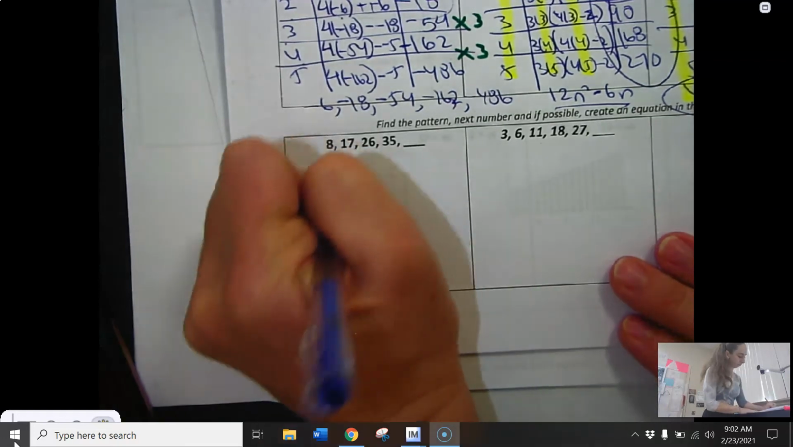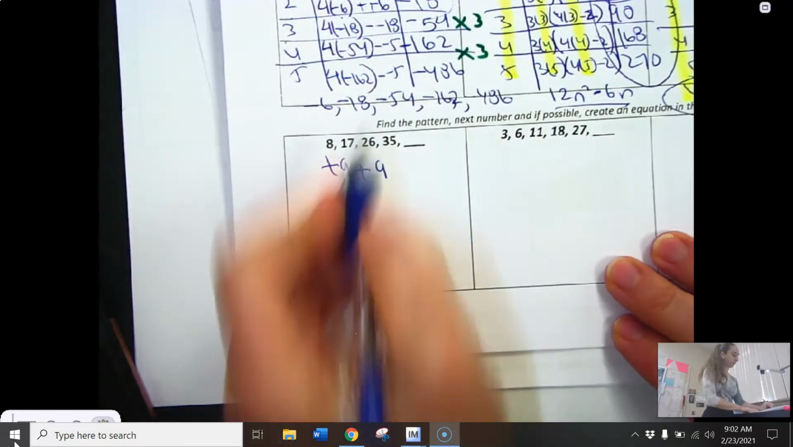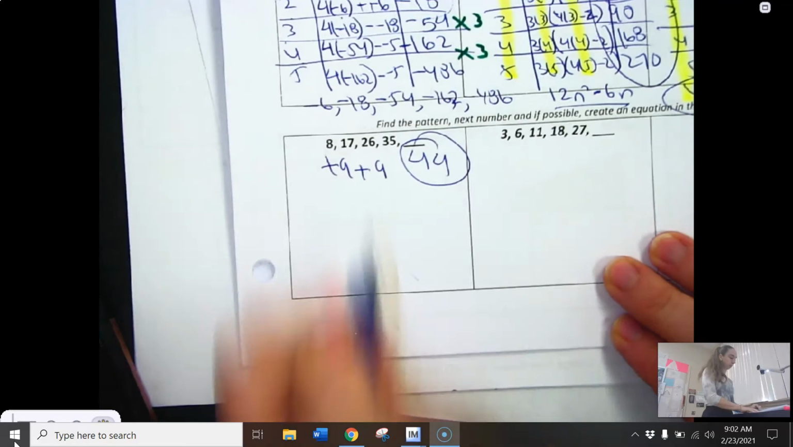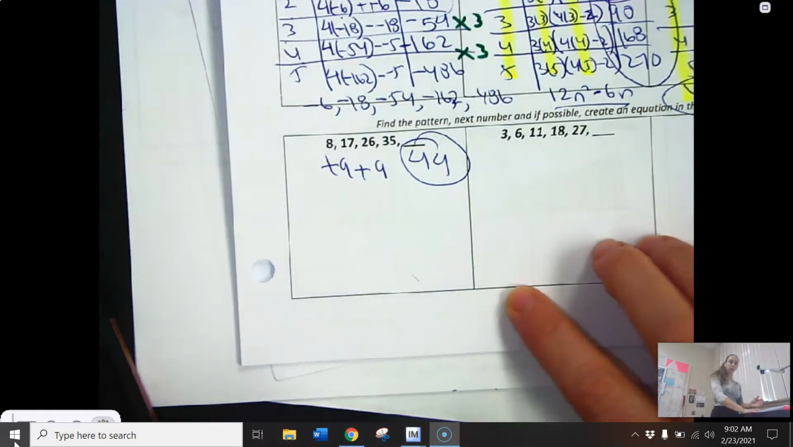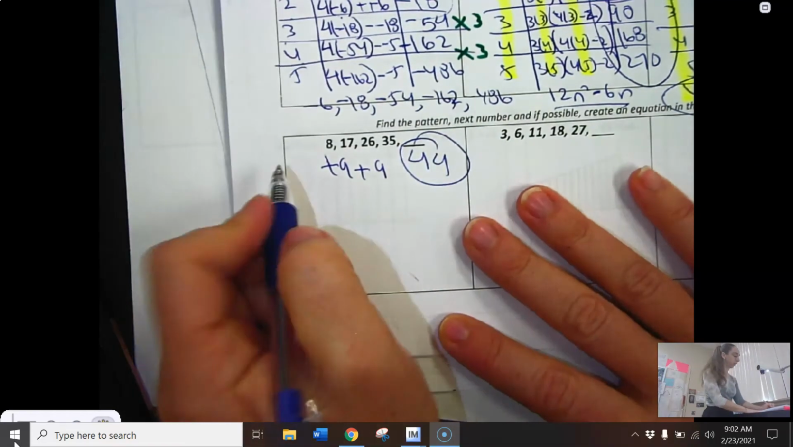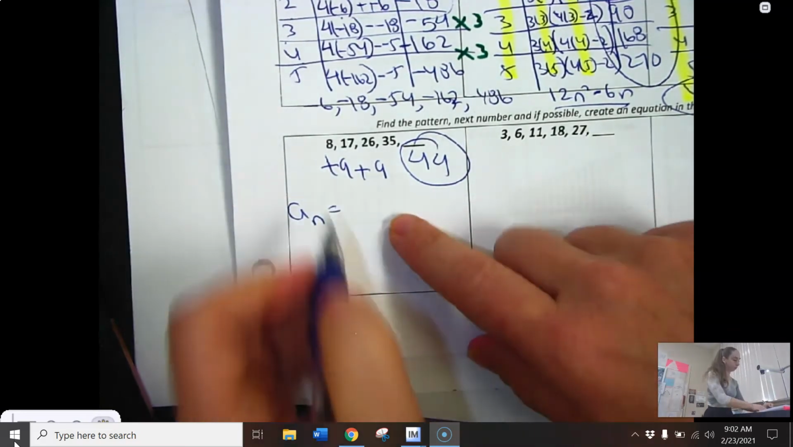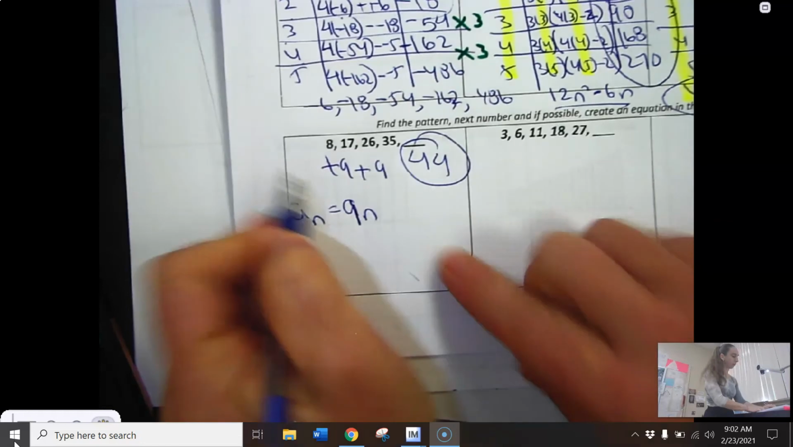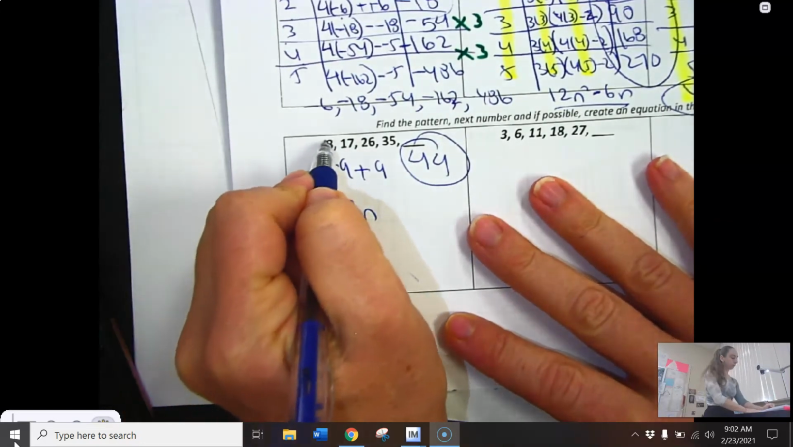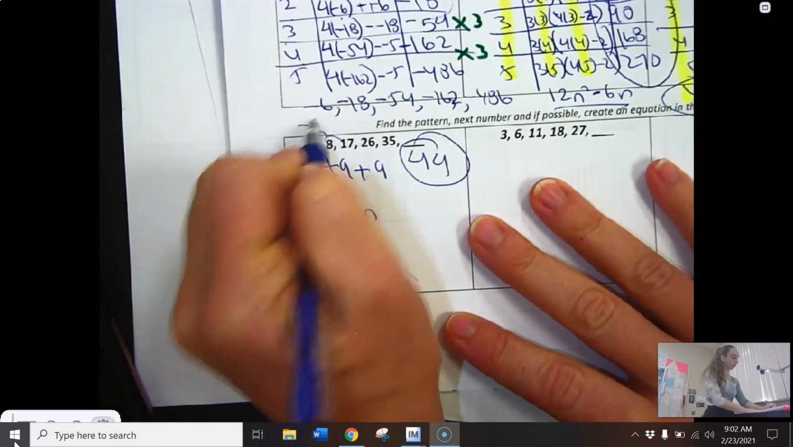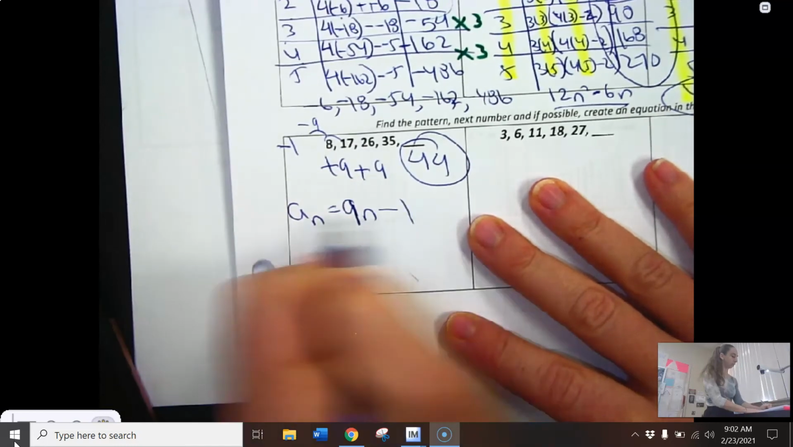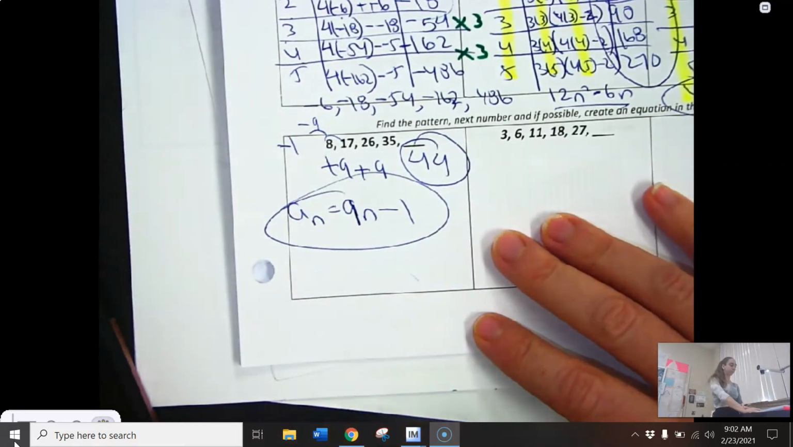Okay. All right, find the pattern and the next number. So when I look here, this looks like plus 9, plus 9. So that would be 44 would be the next number. And then I can find an equation. If it's a plus equation, an addition equation, you're going to learn that that is linear. So you do the pattern and you do the 0 term. Well, if this way is plus 9, then this way is minus 9. That means the 0 term is negative 1.